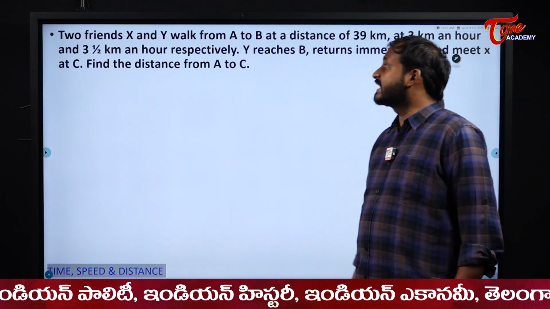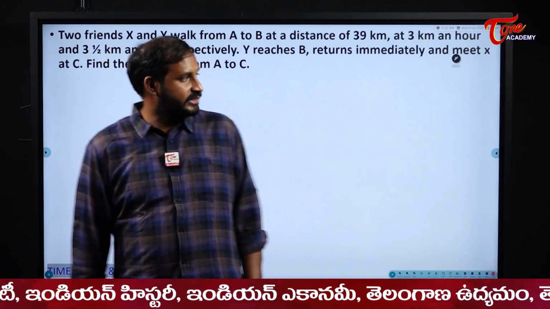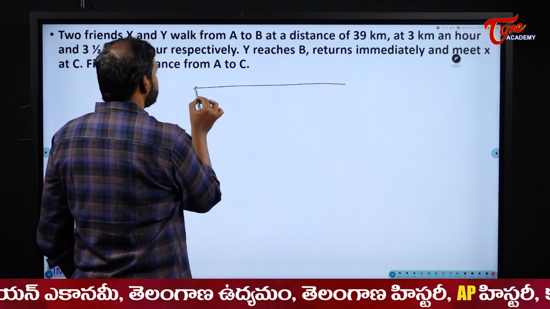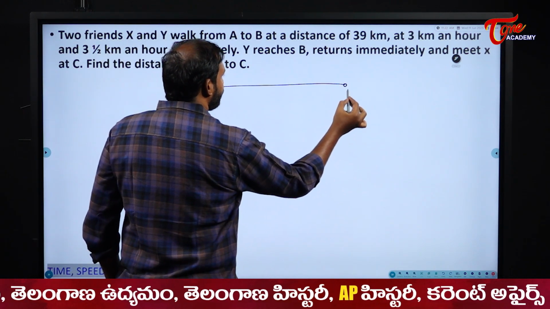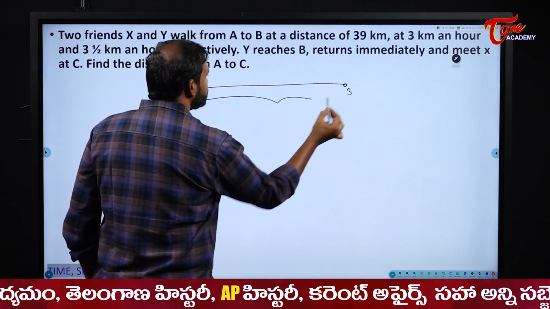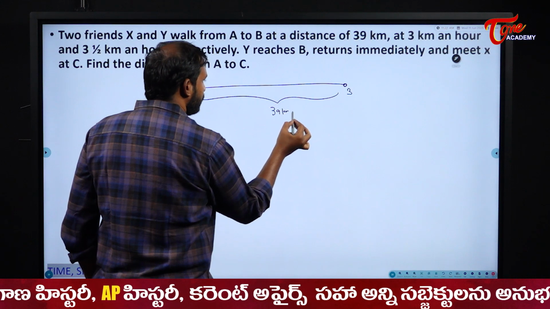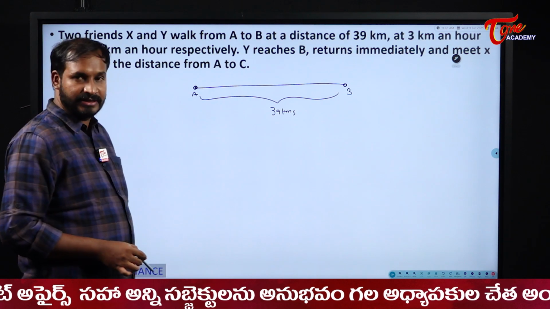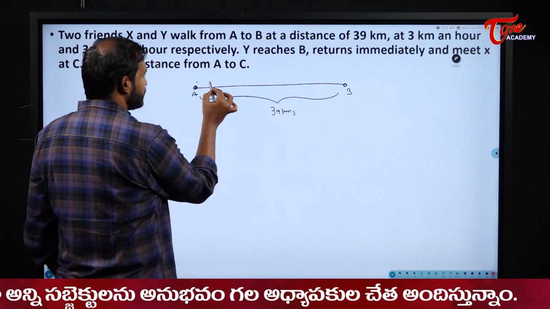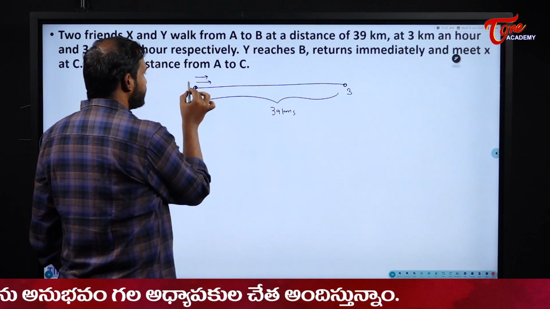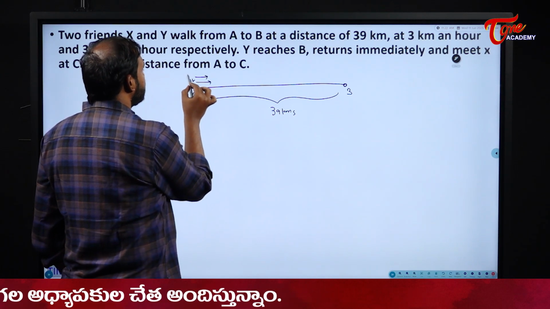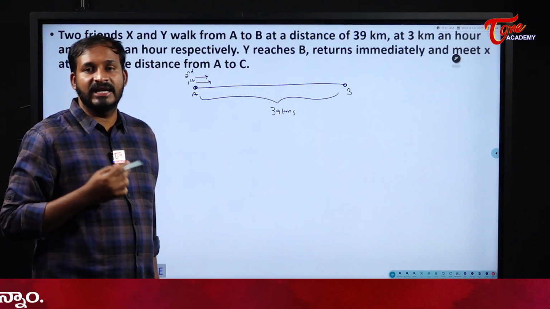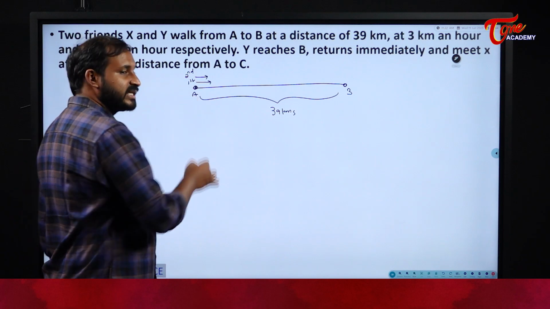Next one. Two friends X and Y walk from A to B at a distance of 39 kilometers. Okay. There are two positions A and B. And the distance between those 2 points is how much? 39 kilometers. Right. At 3 kmph and 3.5 kilometer per hour respectively. Now both are moving in the same direction. The first person is moving with 3 kmph and the second person is moving with a speed of 3.5 kmph. Now tell me who will reach the destination first? The first person or the second person?